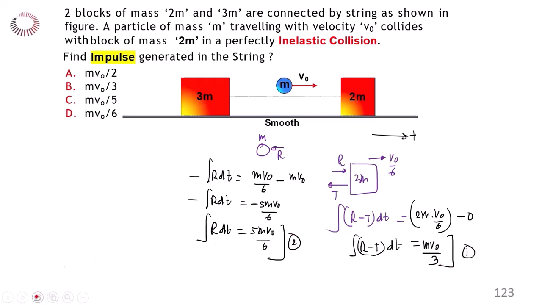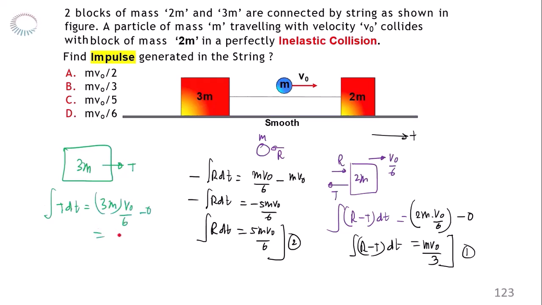Okay, now come back to the 3m particle. For the 3m particle, the impulse is in this direction, T. So integration of T dt should be equal to the momentum change. Final momentum is 3m into v0 by 6, and initial momentum is 0. So that means I am getting m v0 by 2. So the integration of T dt is m v0 by 2. Okay, that is equation number 3.